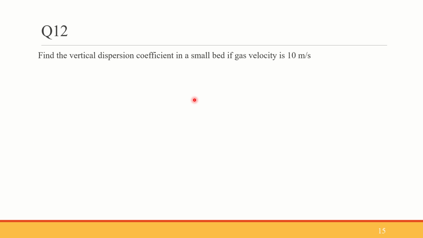Coming to question 12, in that it is: find the vertical dispersion coefficient in a small bed if the gas velocity is 10 meters per second.